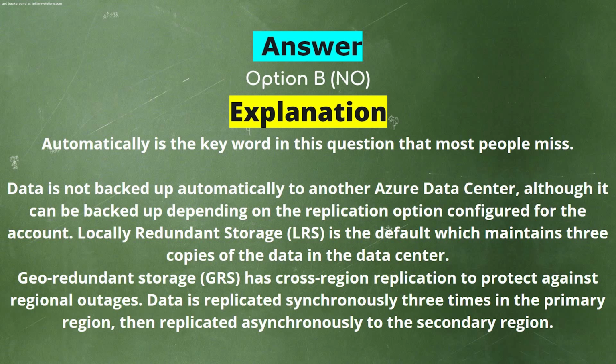Locally redundant storage is the default, which maintains 3 copies of the data in the data center. Geo-redundant storage has cross-region replication to protect against regional outages. Data is replicated synchronously 3 times in the primary region, then replicated asynchronously to the secondary region.